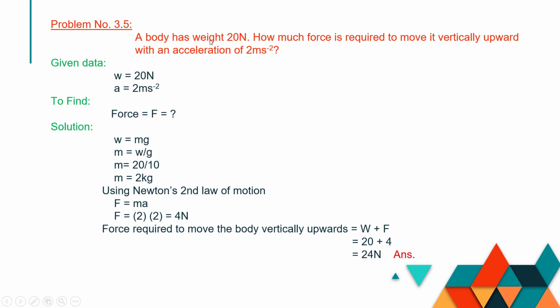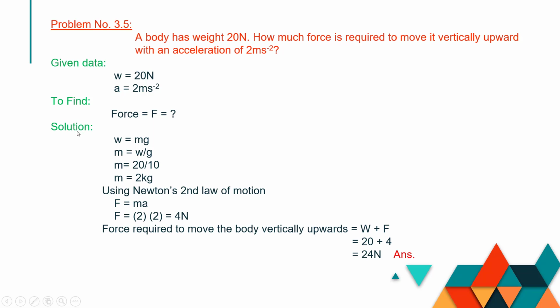So firstly, we will write given data. The weight of the body is given, which is 20 Newton. So we will write W, which is equal to 20 Newton. Next, we are given the acceleration, which is 2 meter per second square. So we will write acceleration, which is equal to 2 meter per second square. And we have to find the force in this problem.